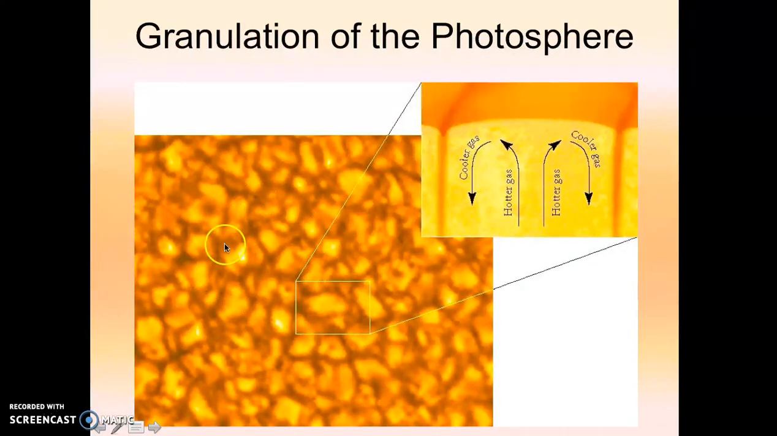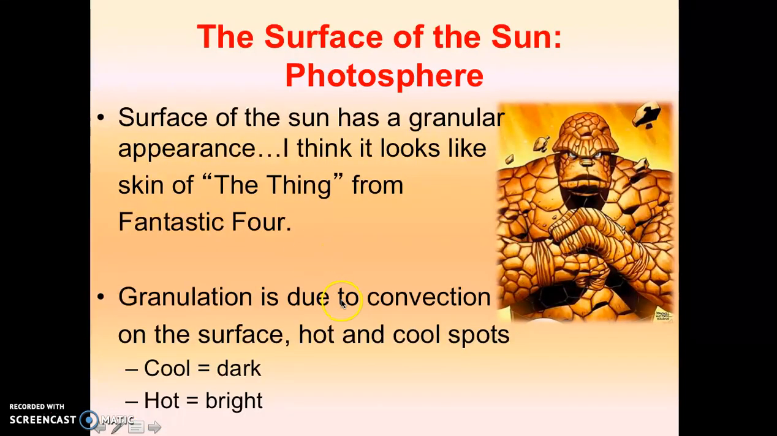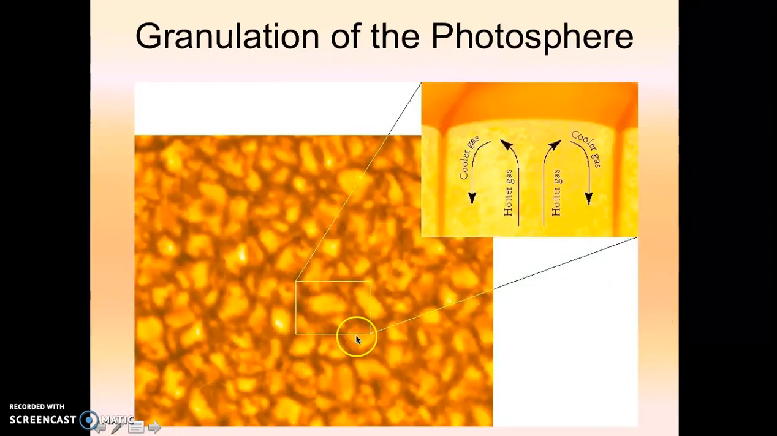Okay, this granular appearance of the surface of the sun is all due to convection. So it's hot and cool spots. The cooler areas are dark and the hotter areas are bright. So let's take a look here. The cooler areas are these dark regions and these hotter areas are brighter. So you're looking at how convection is moving through the photosphere of our sun.